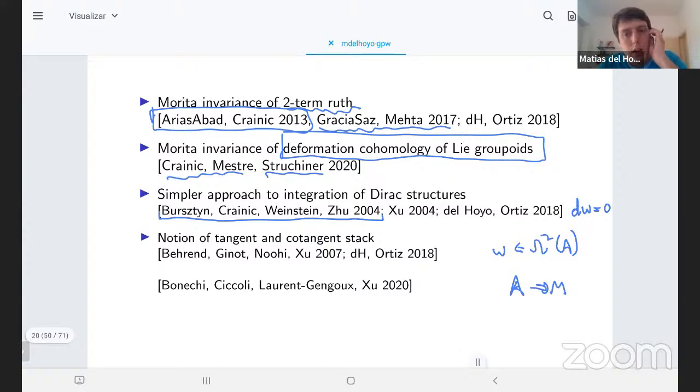And the non-degeneracy, instead of demanding this to be an isomorphism, I can ask for it to induce a quasi-isomorphism on the two-term complexes. And this is a Dirac structure. Okay, a homotopy symplectic Lie algebroid. And then how to integrate this?